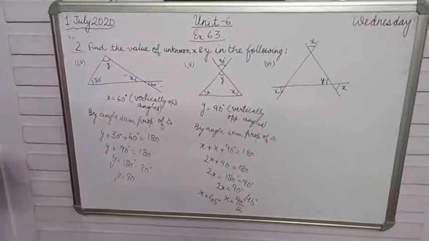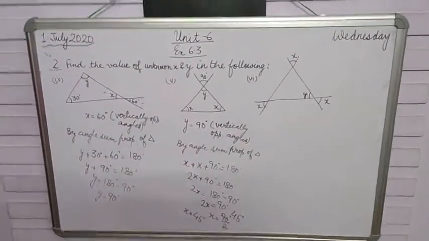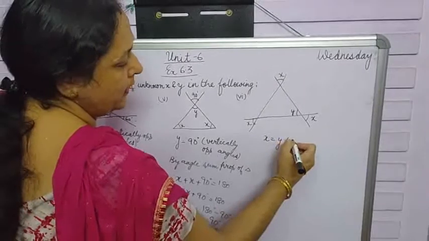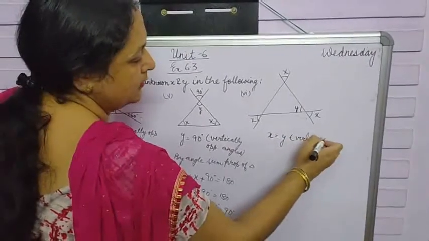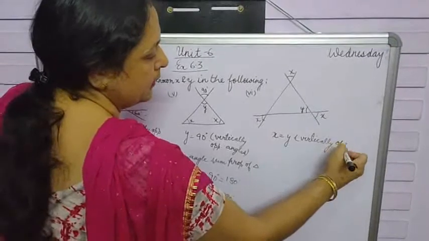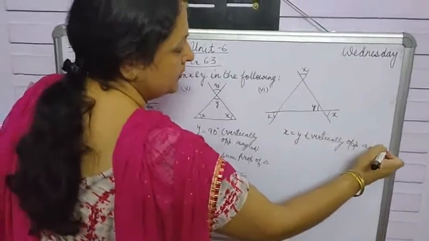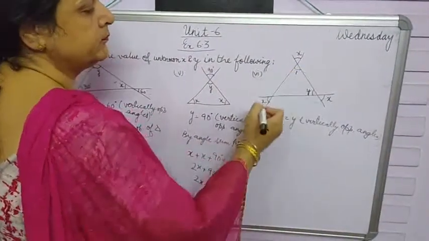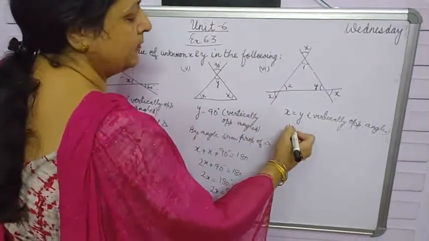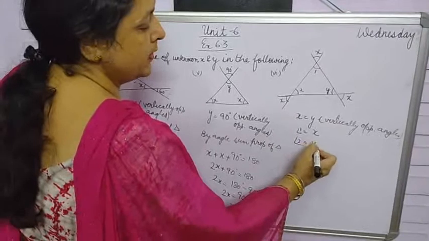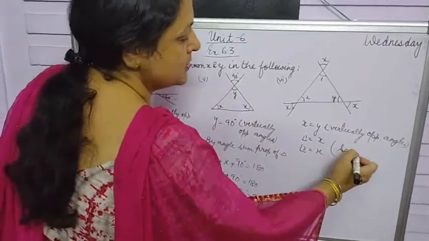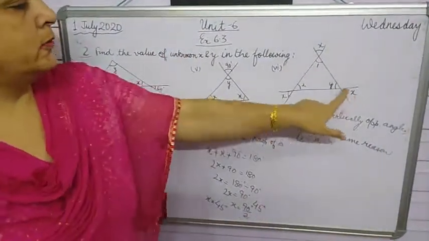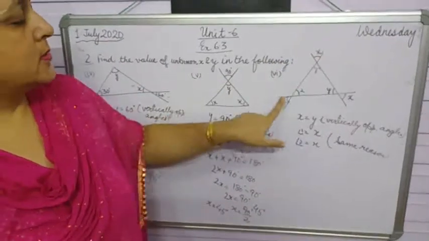Now see the sixth part. Here, as you can see in the figure, none of the angles is given, but from here we can find out that angle x is equal to y because these are vertically opposite angles. Now since x is equal to y, what about this angle 1 and angle 2? Again, angle 1 is equal to x and angle 2 is also x. Why? Same reason, because these are also vertically opposite angles. x is equal to y, x is equal to angle 1 and x is equal to angle 2.